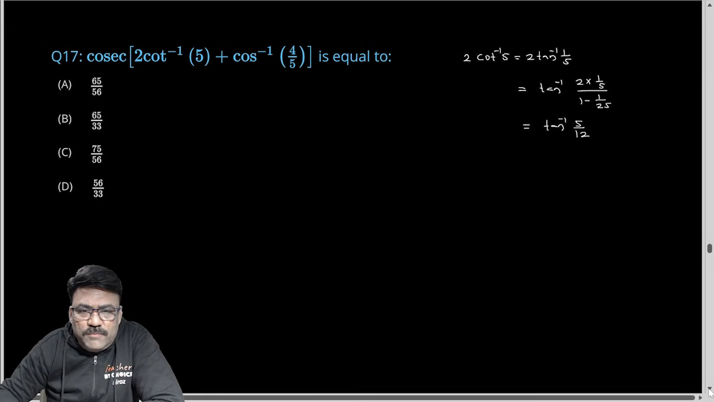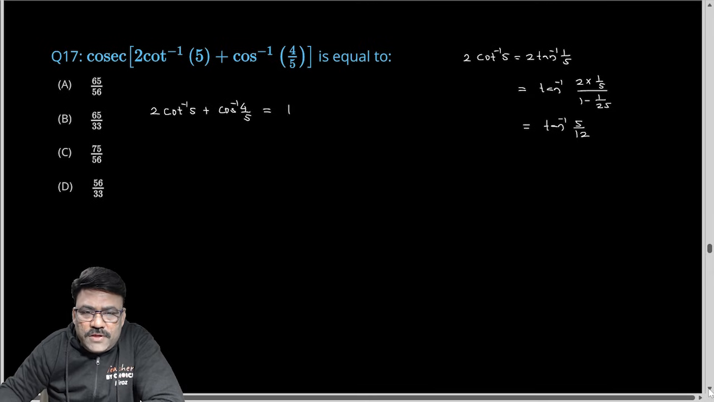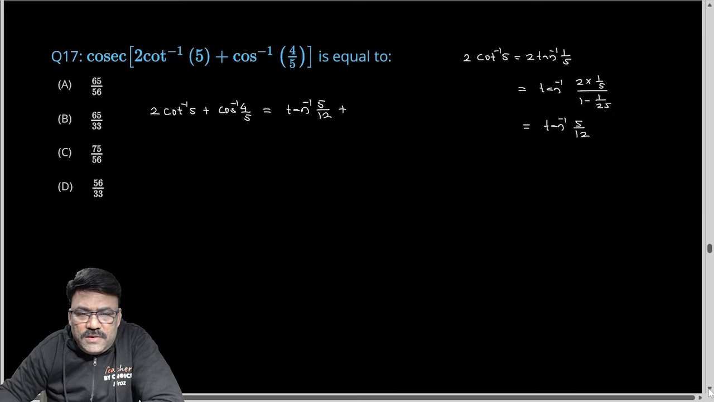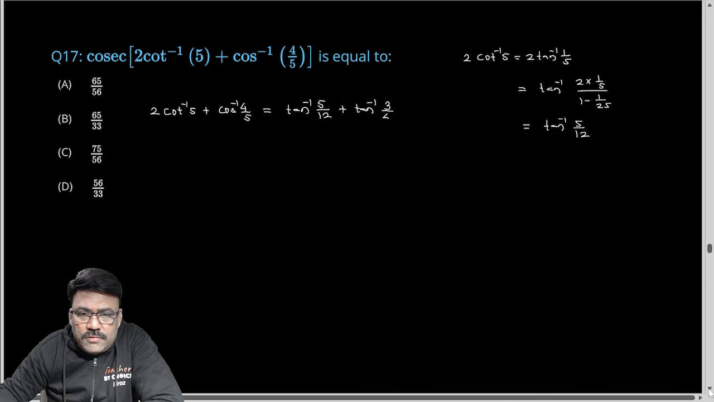So now I can say this 2 cot inverse 5 plus cos inverse 4 by 5. Let's find the value of 2 cot inverse 5 plus cos inverse 4 by 5 first. The 2 cot inverse 5 is tan inverse 5 by 12. And this cos inverse 4 by 5, if I convert it in terms of tan inverse, the tan will be what? P by B. So B is 4, P will be 3.